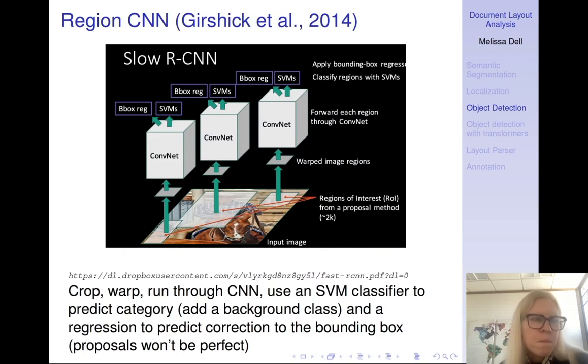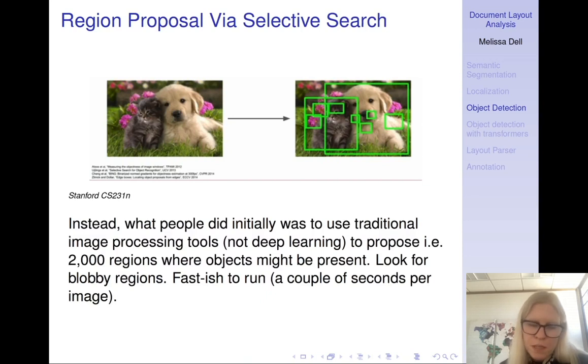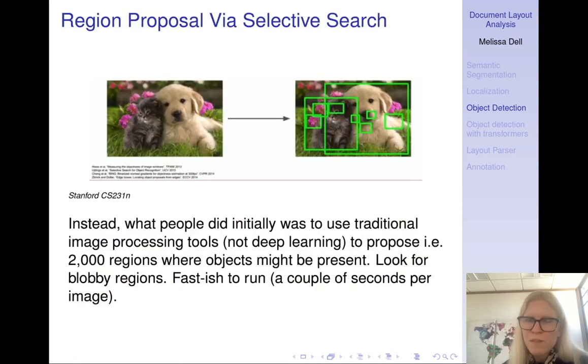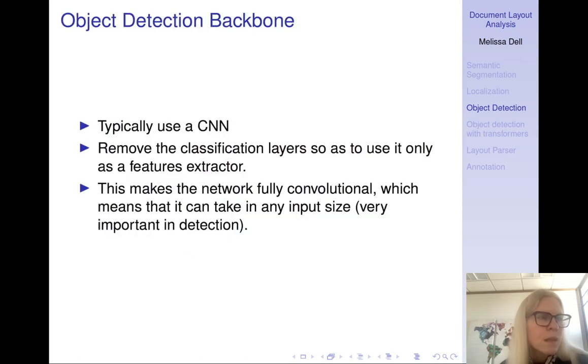This is what's called a region CNN. You have this method to look for potential objects, and then you put those through a CNN and predict a category, adding a background class. You also have a regression head to predict the correction to the bounding box, because the proposals from this method aren't going to perfectly correspond to objects that you want to identify. For the backbone, we typically use a CNN. We're going to talk about transformer-based object detection later in the lecture.